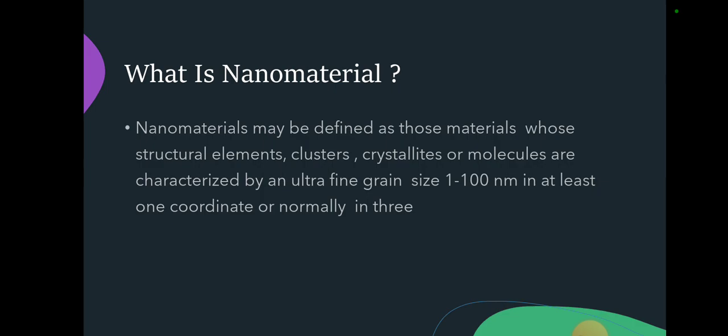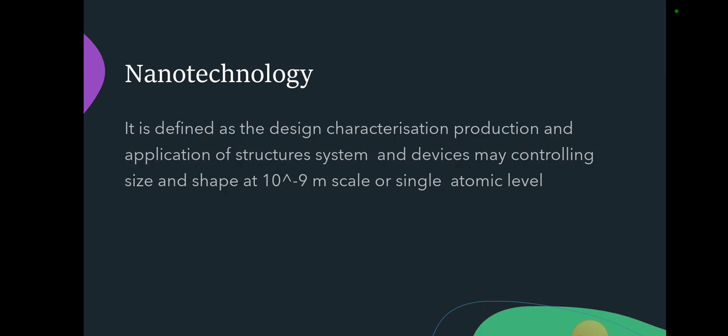If we are considering nanomaterial, we should discuss nanotechnology. What is nanotechnology? Nanotechnology is defined as the design, characterization, production, and application of structural systems and devices by controlling size and shape at the 10 raised to minus 9 meter scale, or the single atomic level.